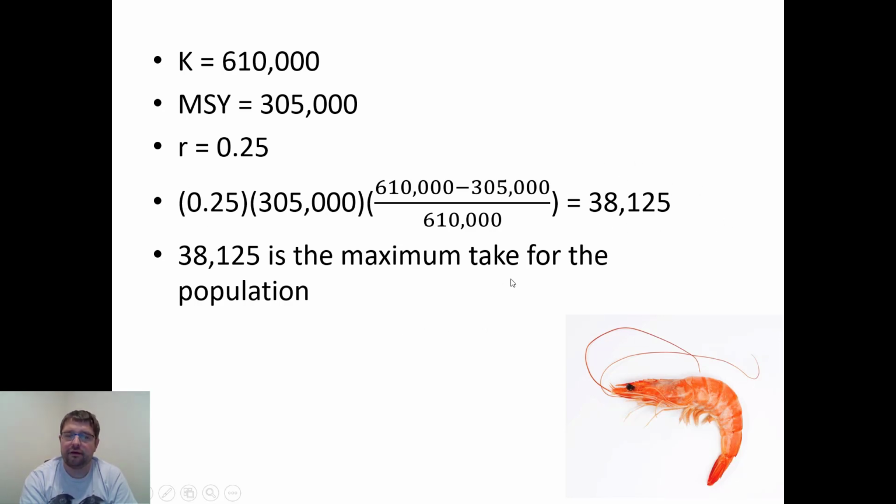So what a lot of fisheries units or commercial fisheries do is they take this number and decrease it by at least 10%. They take off 10% of the 38,000. So they might be sampling 35,000 as the take, or maybe even closer to 34,000, just to give the population a little bit of wiggle room in case their numbers are off. And I'll show you why their numbers might be off.